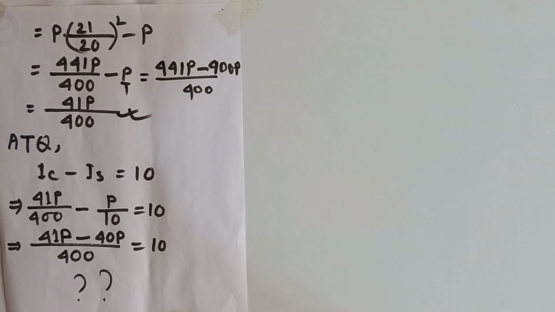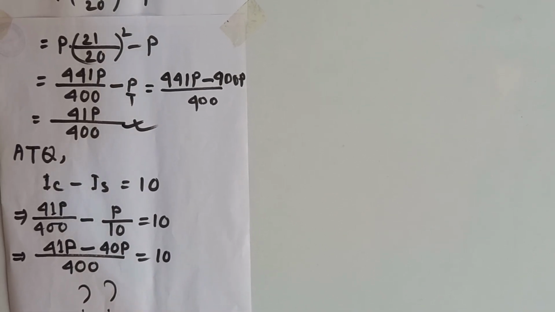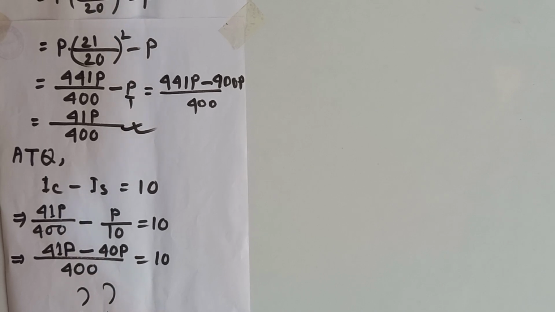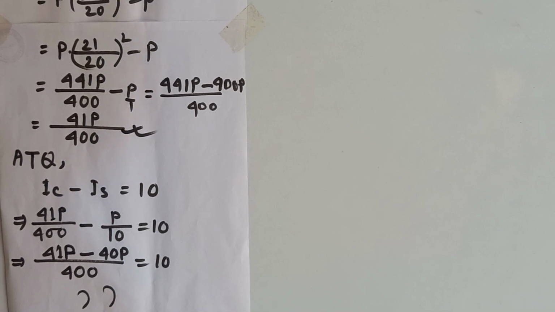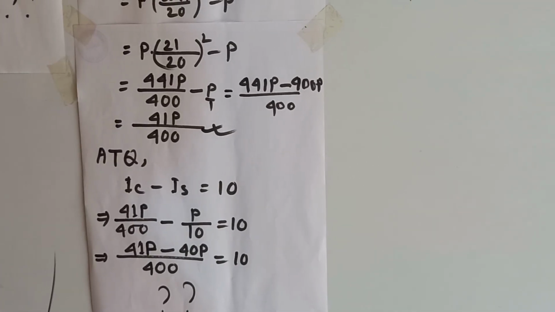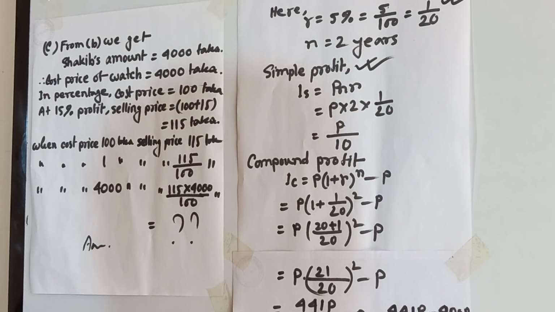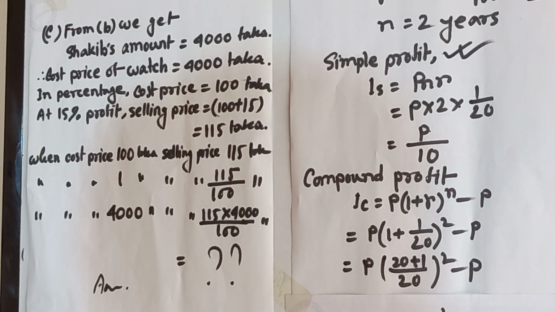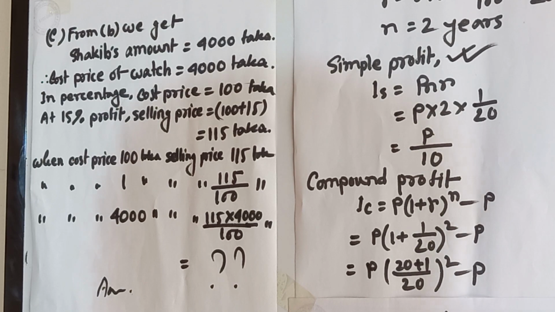And next question, question number C. What is question number C? Shakib buys a house by the amount of scholarship. That means Shakib buys a house by the total amount of his scholarship. He got a scholarship of 4000 taka. By 4000 taka he buys a house to make a profit of 15%. That means, my dear student, he wants to make a profit of 15%.